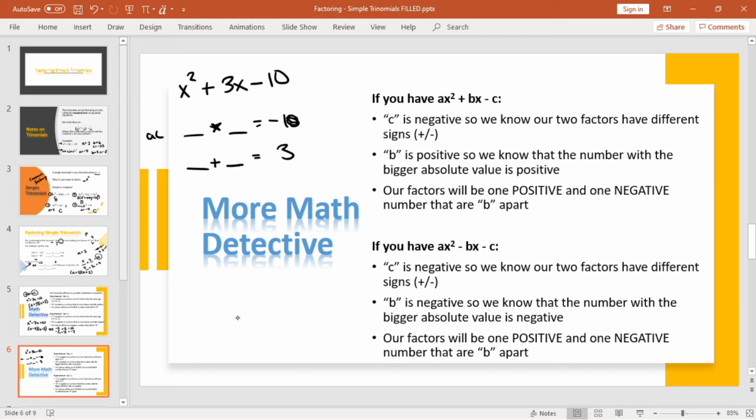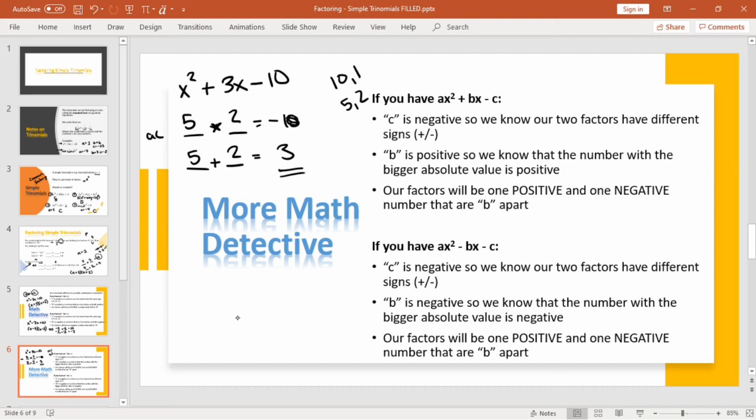And the key with this kind of thing is look to your B. If B is 3, you're looking for factors of 10 still, and I'm dropping the idea of negative 10, that are 3 apart. Okay, so my choices still remain 10 and 1 or 5 and 2. 10 and 1 are 9 apart, so it's not going to work. But 5 and 2 are 3 apart, and that's my B value, so that will work. So I'm going to write down the 5 and the 2.